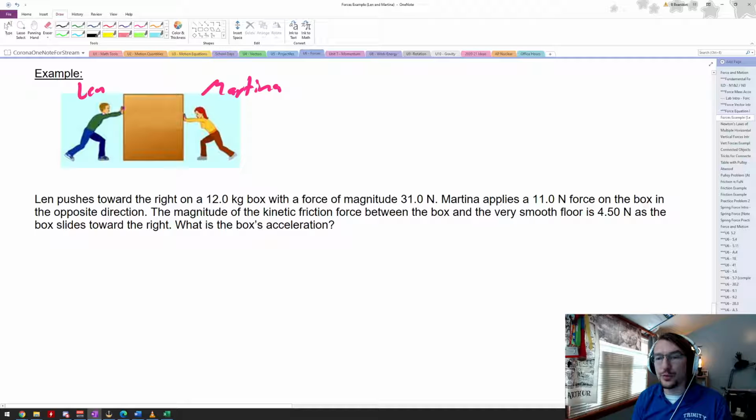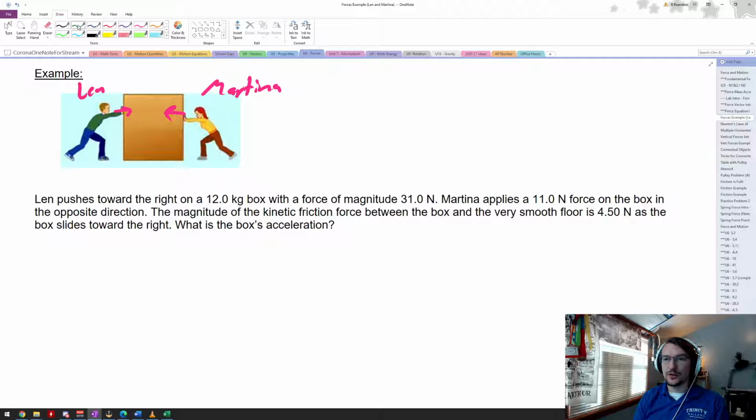Len is pushing to the right on this box, and Martina is pushing to the left on this box with various forces. Len is pushing towards the right with a force of 31 newtons. Martina is applying an 11 newton force on the box in the opposite direction, to the left. We know the magnitude of the kinetic friction force between the box and the very smooth floor is 4.5 newtons.